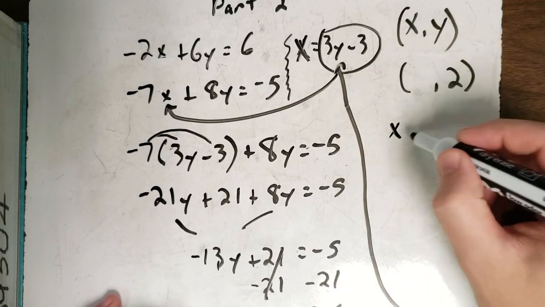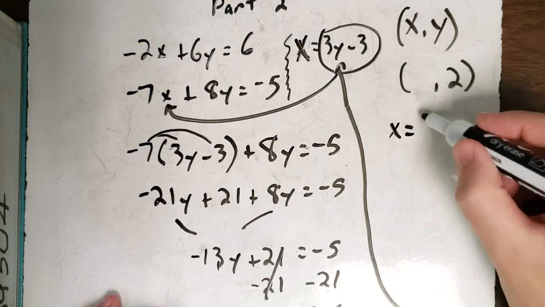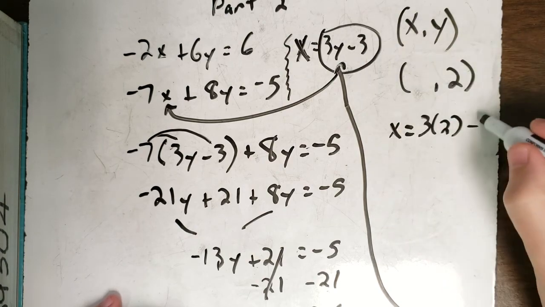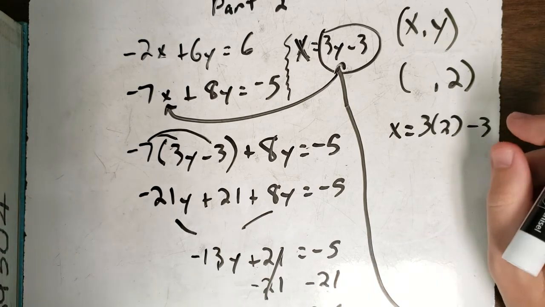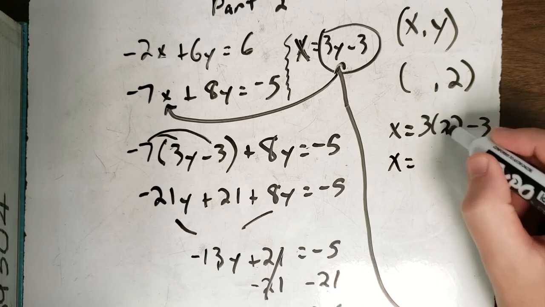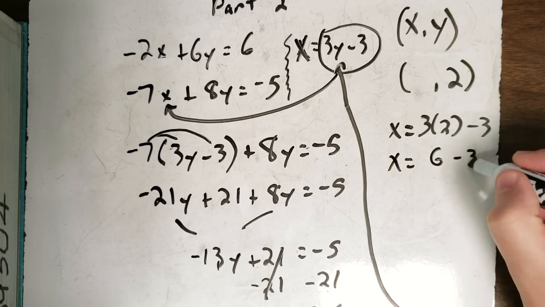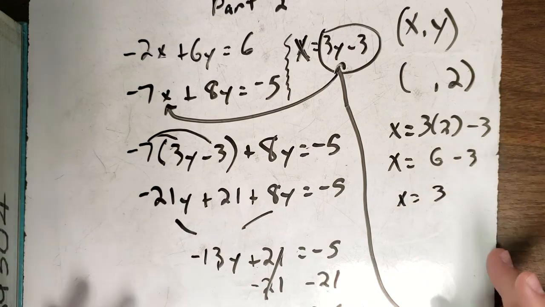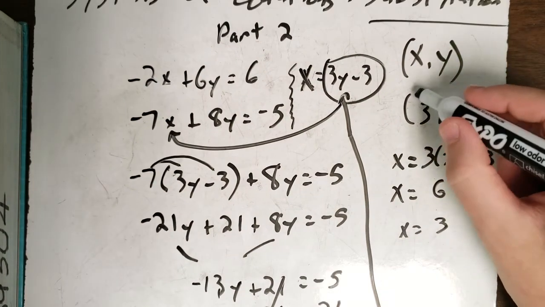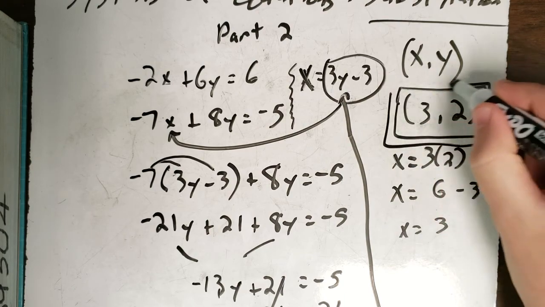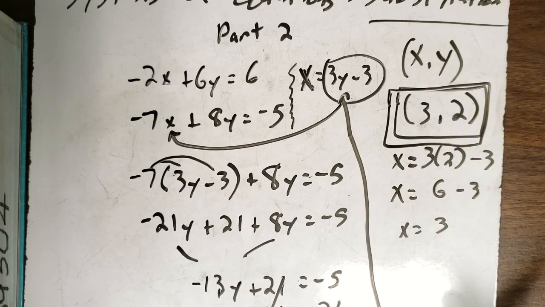Rewrite the problem. X equals 3 times 2 minus 3. 3 times 2 is 6. Bring down our -3. And 6 minus 3 is 3. So our final answer is 3, 2. Okay, that's our final answer.